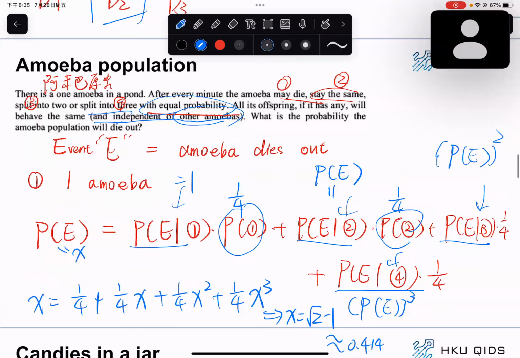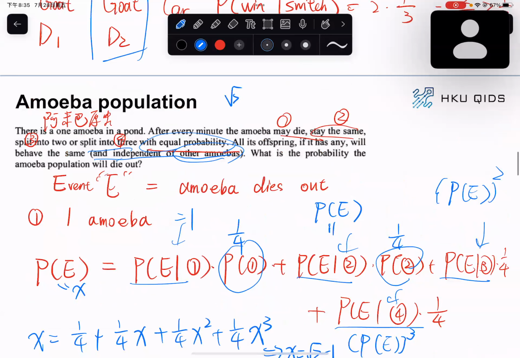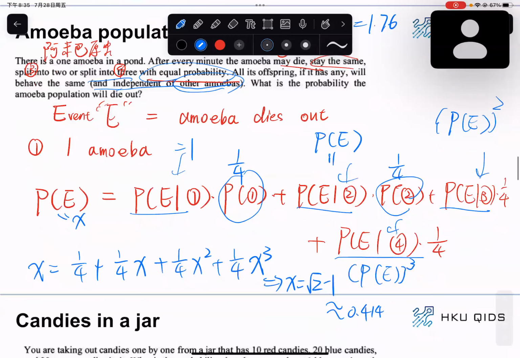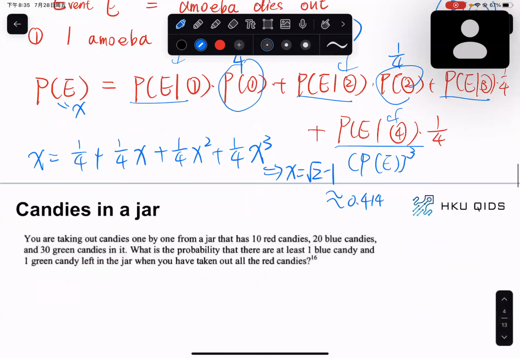By the way, you need to remember these 2 numbers. Square root 2 is 1.414. And what about square root of 3? It's almost 1.73, okay? And now let's come to the third question, candies in the jar.